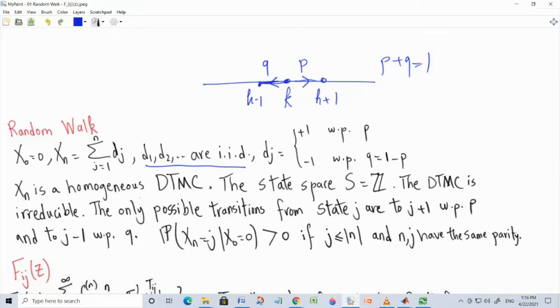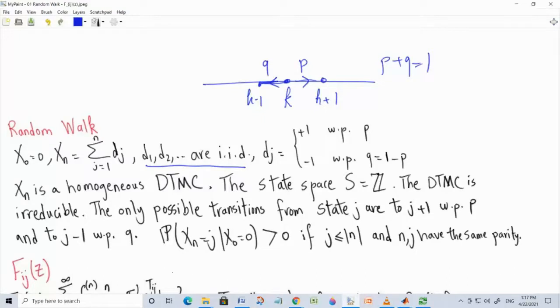You can make an argument that X of n is a homogeneous DTMC. The state space is the set of integers, and any state is accessible from every other state. It means that you can always find an instant of time at which the transition probability is strictly positive.